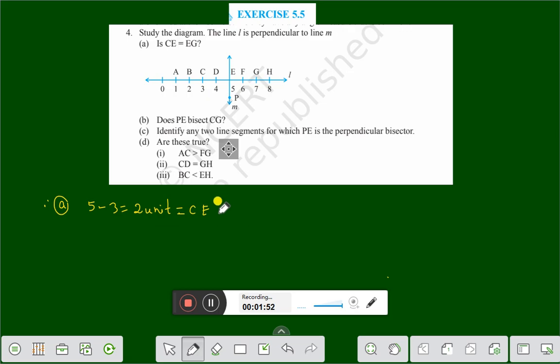Now if we find the distance of EG, we will get EG. What is the final reading? The final reading is 7 at G and the initial reading is 5. That is 7 minus 5, which is equal to 2 units.